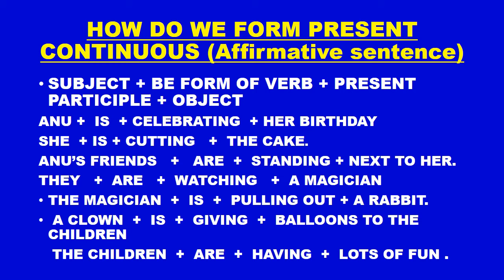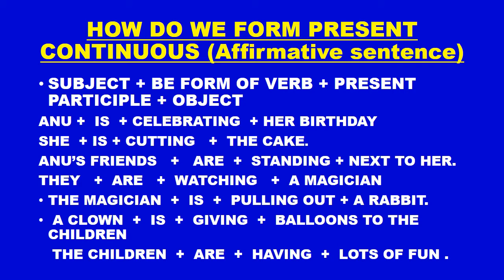Anu is celebrating her birthday. She is cutting the cake. Anu's friends are standing next to her. You must be wondering why are has been used here and not is, because here we are talking about Anu's friends, more than one. When our subject is plural, we will be using are. Is it clear to you?